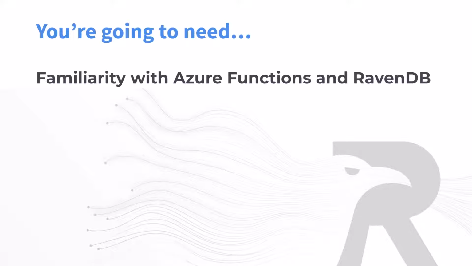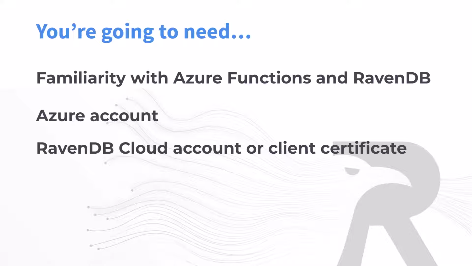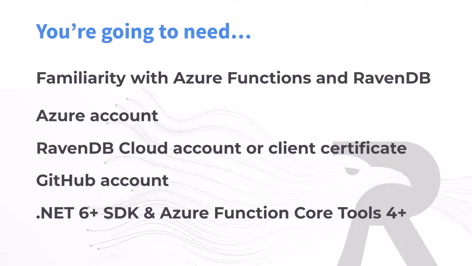Before we start, I'm going to assume you're already familiar with Azure Functions and are using RavenDB in some capacity. You'll also need an Azure account and your RavenDB client certificate to connect, a GitHub account, and .NET 6 installed. You'll also need the Azure Function Core Tools installed to be able to use the runtime locally. I use Visual Studio Code in the demo, but you can use whatever editor you prefer as long as you have Git installed locally and can push to GitHub. In case you get stuck, there is a how-to guide you can follow. See the link below that provides more details.